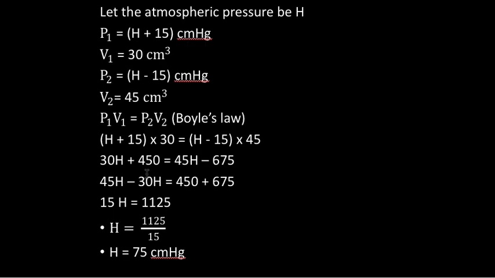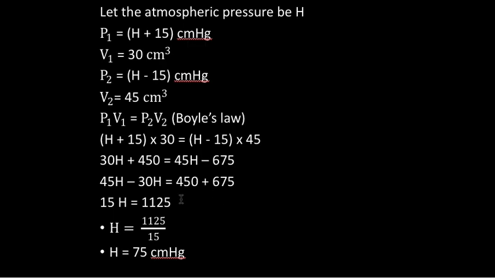So let's open our bracket. 30 times 15, that will give us 450. Then 30 times H, that will give us 30H. Then 45 times H, that's 45H. 45 times negative 15, that will give us negative 675. Then the next thing is to collect the like terms. What are the like terms? Those ones that have H, take them to one side. Those ones that do not have H, take them to the other side. So it's going to be 45H minus 30H equals to 450 plus 675.